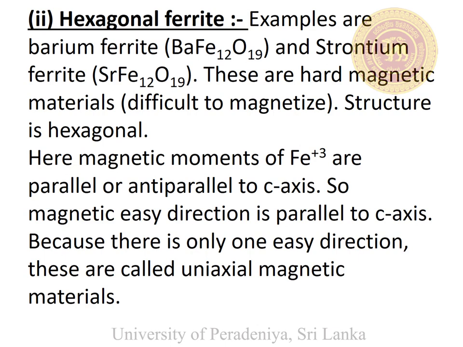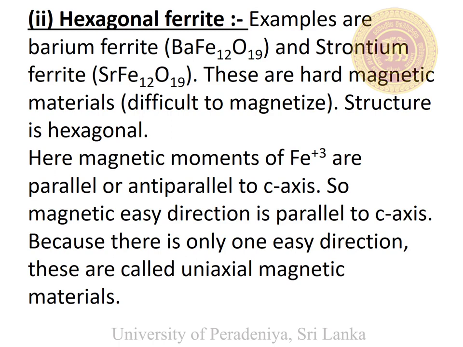Some examples for hexagonal ferrites are barium ferrite and strontium ferrite. If it is difficult to magnetize a material, it is called a hard magnetic material. Hexagonal ferrite is a hard magnetic material. If there is only one easy direction for magnetization, it is called a uniaxial magnetic material. Hexagonal ferrite is a uniaxial magnetic material.